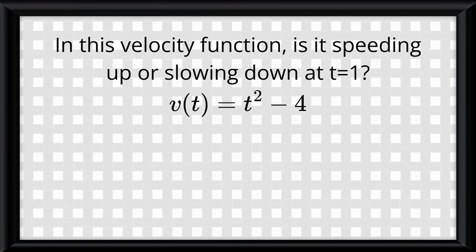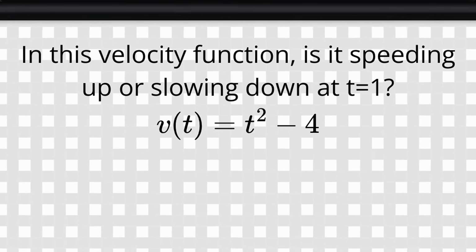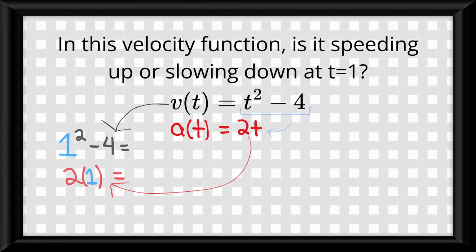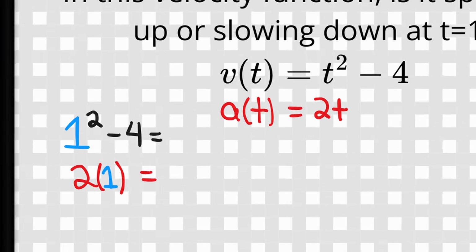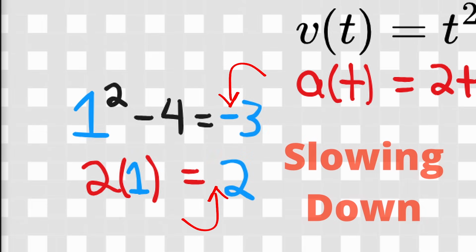Alright, let's go over a few examples now, like this one. In this velocity function, is it speeding up or slowing down at t equals 1? First, we find the acceleration function by just doing the first derivative. Then we plug in t equals 1 into each of the functions, and for velocity it is -3, and for acceleration it is +2. Because the signs are different, it means it is slowing down.